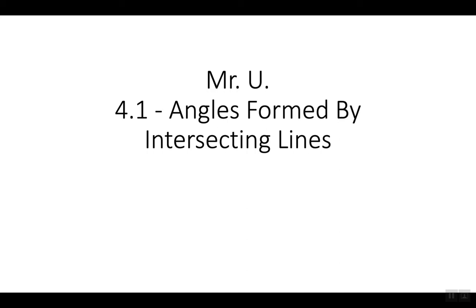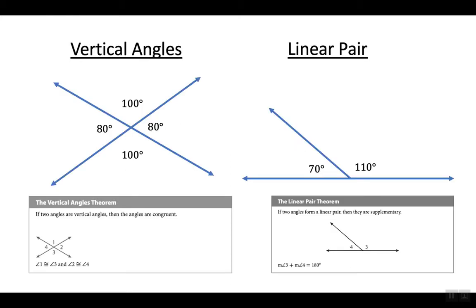Today we're going to go over the first section of topic 2, which is chapter 4.1, Angles Formed by Intersecting Lines. We need to start by reviewing two important concepts that we're going to be using throughout this chapter. Those are vertical angles and a linear pair.